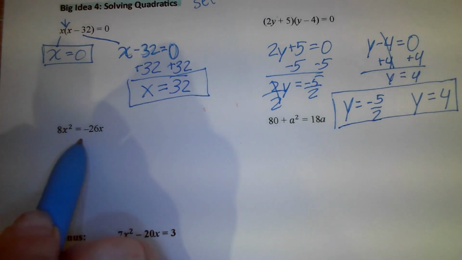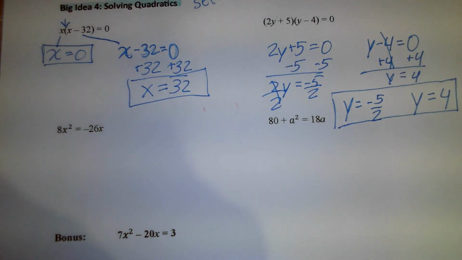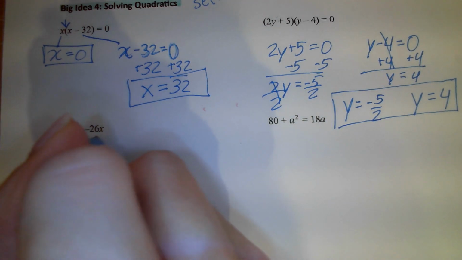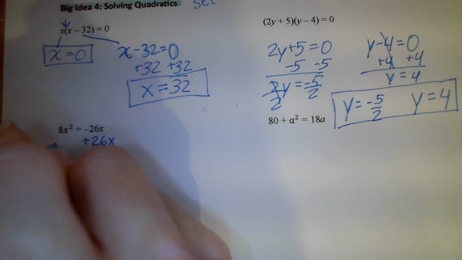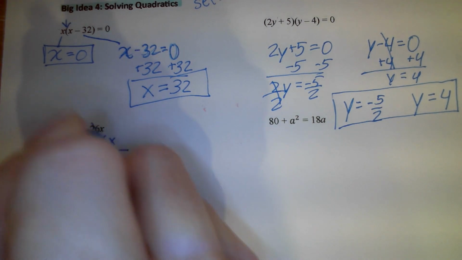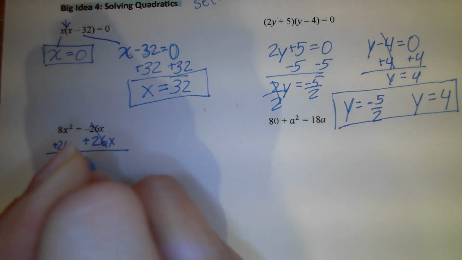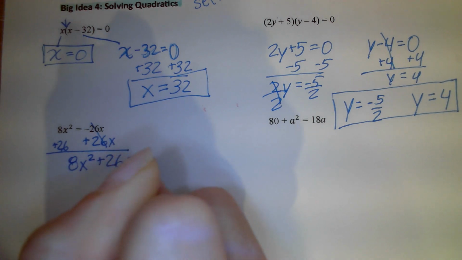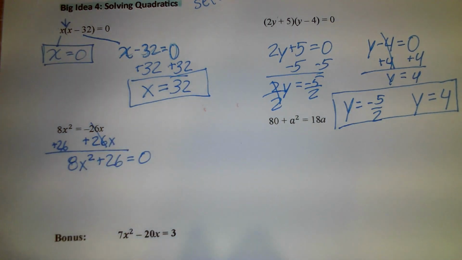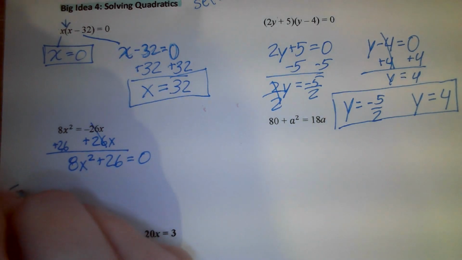Now, for this one, first of all, we don't have a polynomial set equal to 0. So that's step number 1. So to do that, I'm going to add 26 to both sides. So I get 8x squared plus 26x equals 0. Now from here, I want to factor.